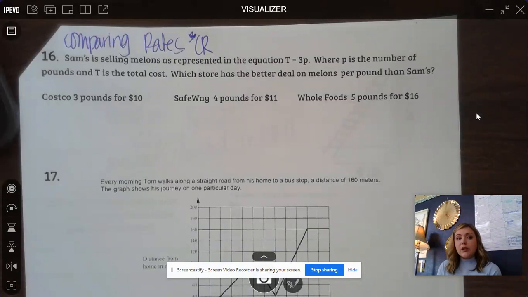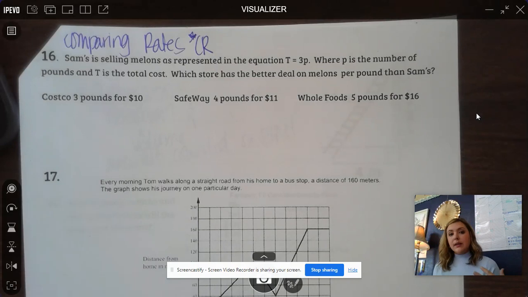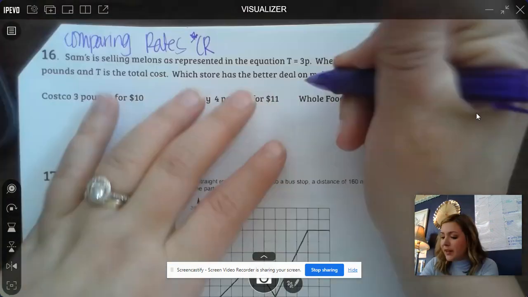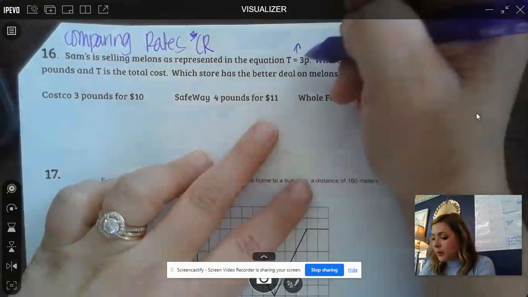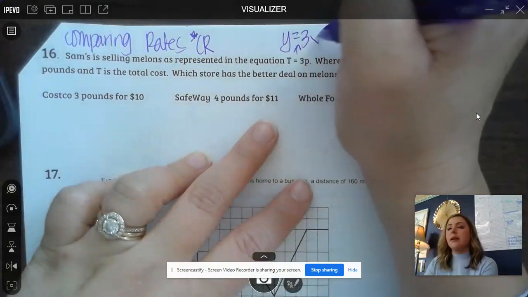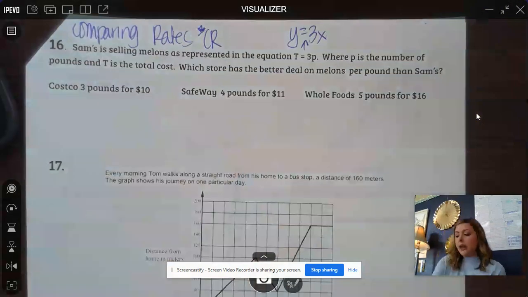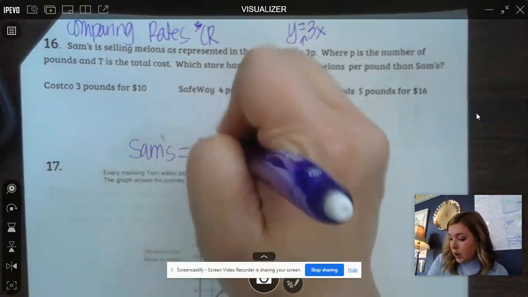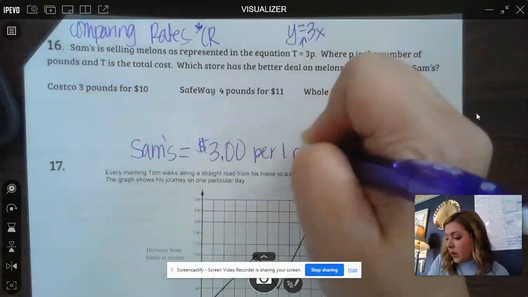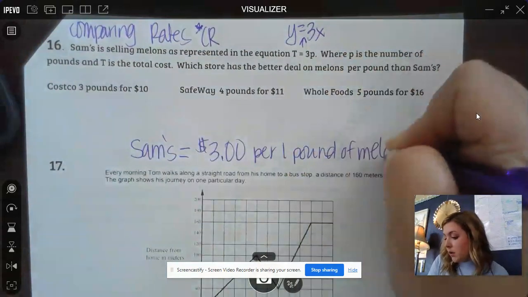All right. So I'm going to just kind of set this one up and let you go from there. So this one, I don't think is difficult. I think a lot of you are going to not answer it correctly. This is telling you that the store Sam's is selling melons at this rate. I think it's confusing because they don't use Y and X. You need to understand that T equals 3P would simply be like Y equals 3X. So they are straight up telling you, hey, the store Sam's is selling for $3 per 1 pound of melons.